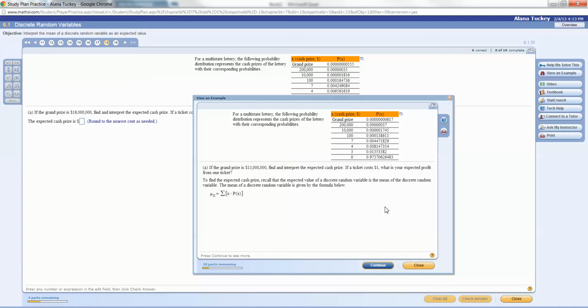So it says for a multi-state lottery, the following probability distribution represents the cash prizes of the lottery with their corresponding probabilities. If the grand prize is 13 million, find and interpret the expected cash prize. If a ticket costs $1, what is your expected profit?